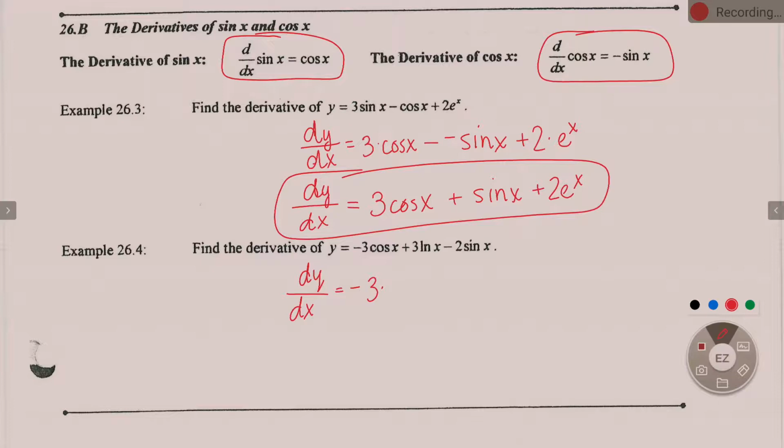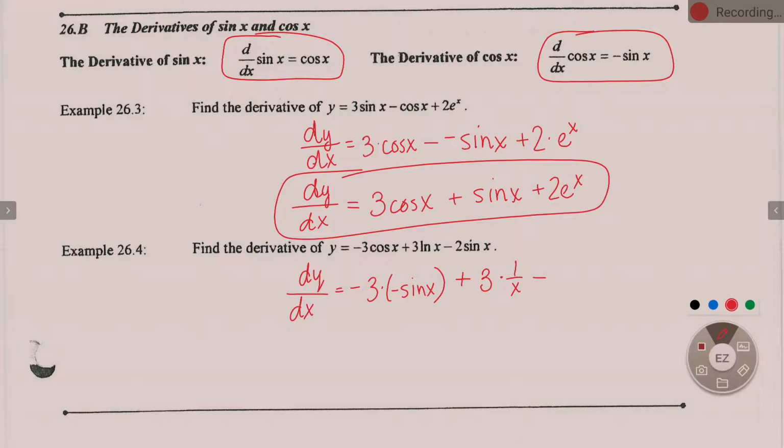Okay, if I do it in the baby steps, as I said, I'm just using those today. The negative 3 we carry down. The derivative of cosine x is negative sine x. So I do agree we'll multiply those together in the next step. Plus, okay, derivative of 3 natural log of x. The 3 we will keep. Derivative of natural log of x is 1 over x.